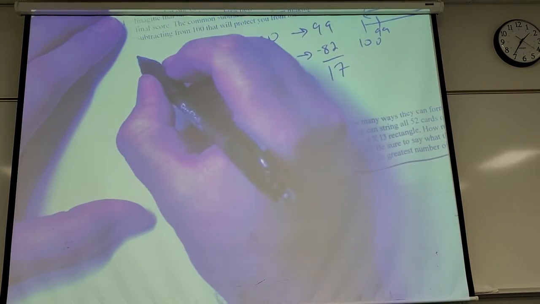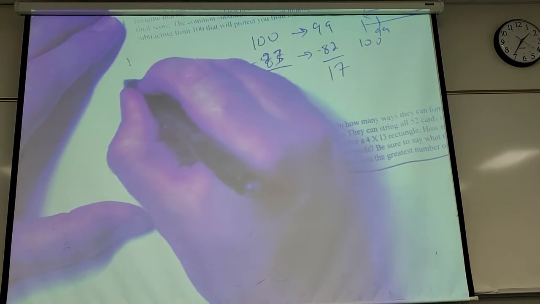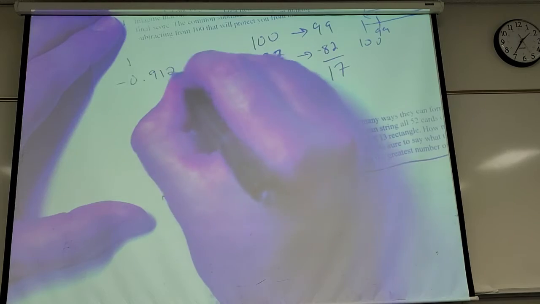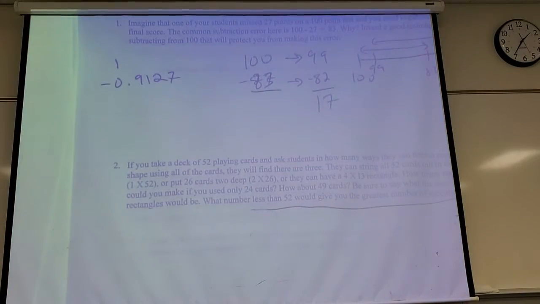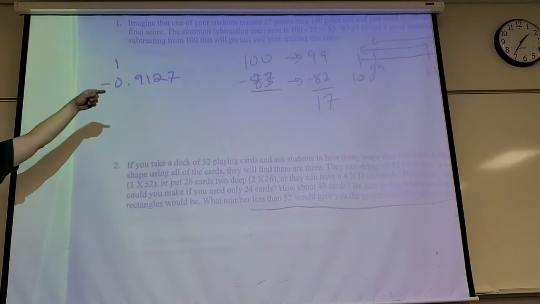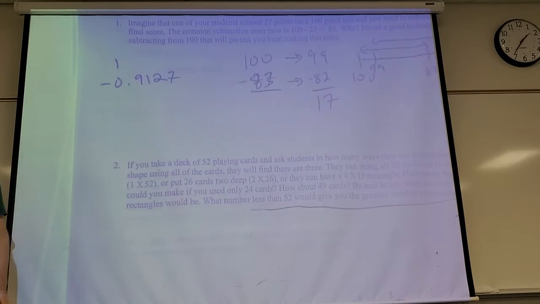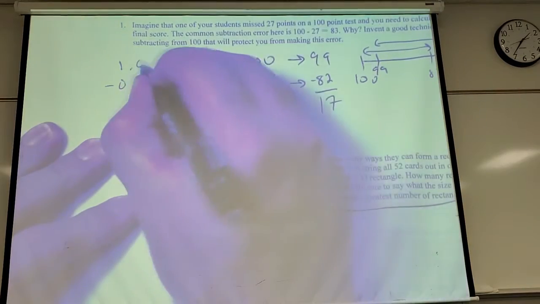Well, I really want you to watch this. Why does this problem suck if you had to do it by hand? 1 minus 0.9127. If you had to do this problem by hand, 1 minus 0.9127. What do you have to put after the 1 to make this? Lots of zeros. Lots of zeros, and that really sucks. Does everybody agree with me? Agree. Do you agree with me?